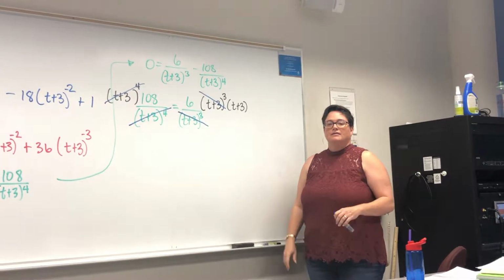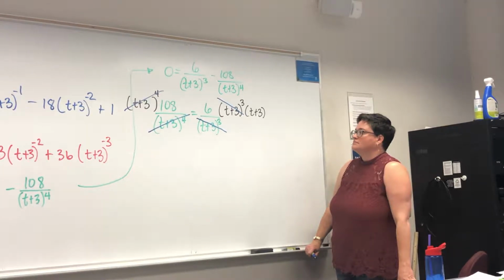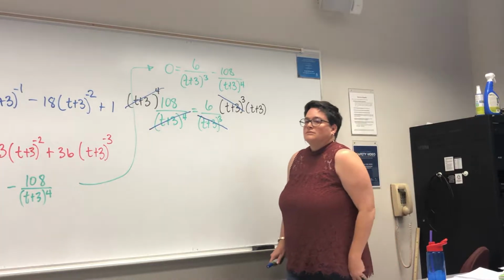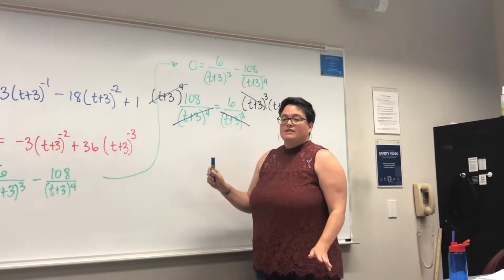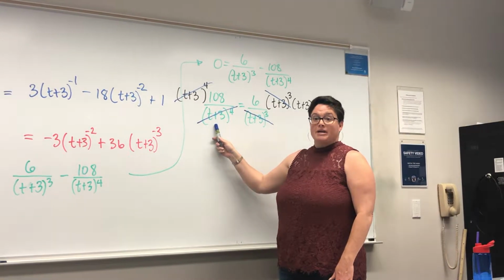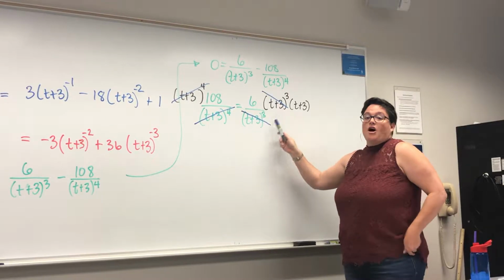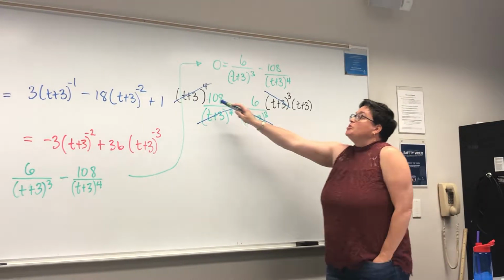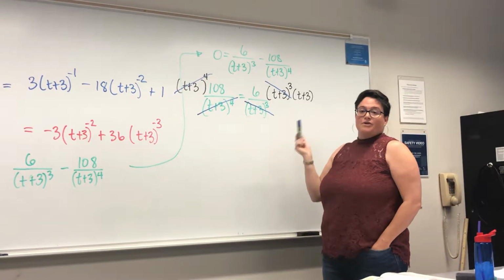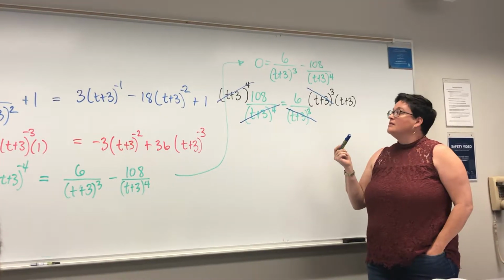How can you cancel the t plus 3 to the 4th and the t plus 3 to the 3rd if they have different exponents? Okay, so I'm canceling two different things on each side. I'm canceling the thing that the denominator and the numerator have in common here, and I'm canceling the thing that the denominator and the numerator have in common here. So I'm then multiplying by the same thing on both sides. This is t plus 3 to the 4th power. So then you're left with just one t plus 3.